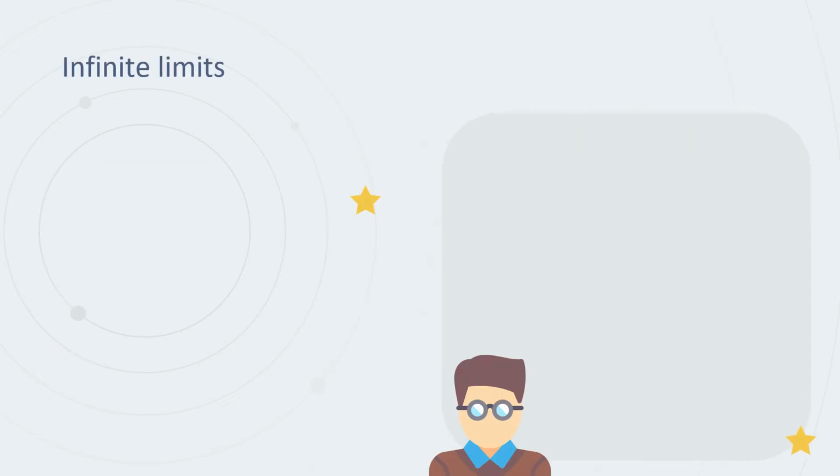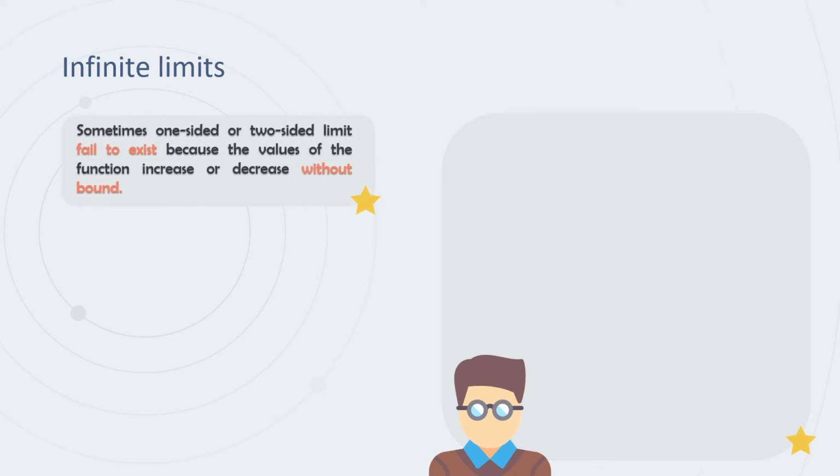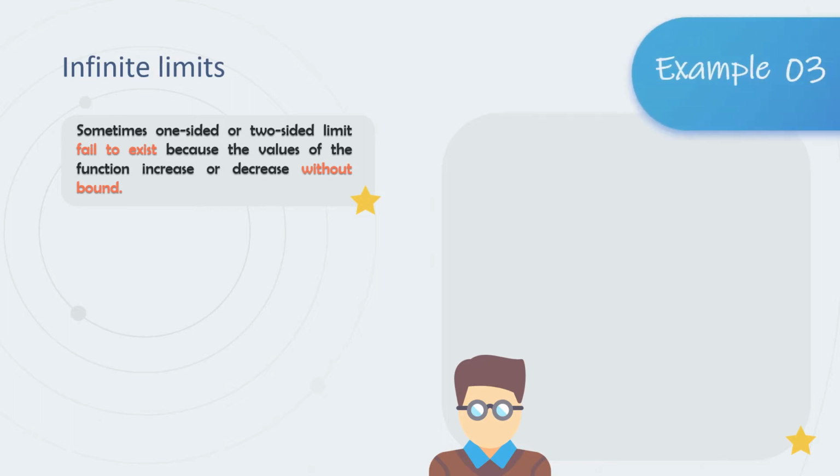What are infinite limits? Infinite limits occur when one-sided or two-sided limits fail to exist because the value of the function increases or decreases without bound.